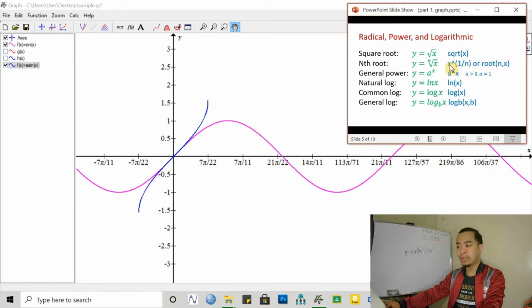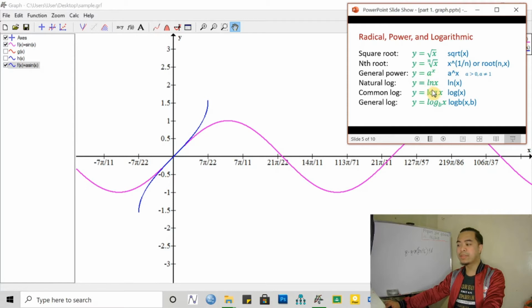Or we can actually use its exponential form. We can have x raised to 1 over n. It would give us the graph of the radical functions. For power functions, exponential functions, we have a raised to x as the general form. In the graph calculator, we simply use this symbol to mean power.